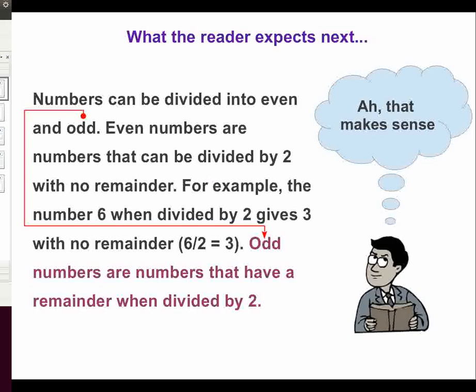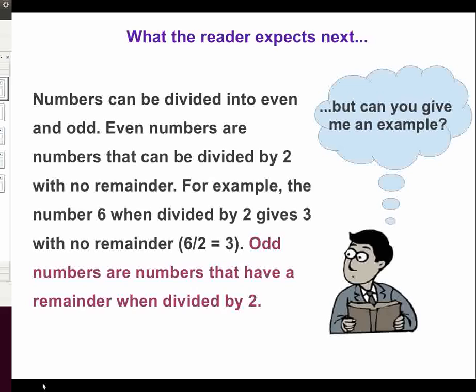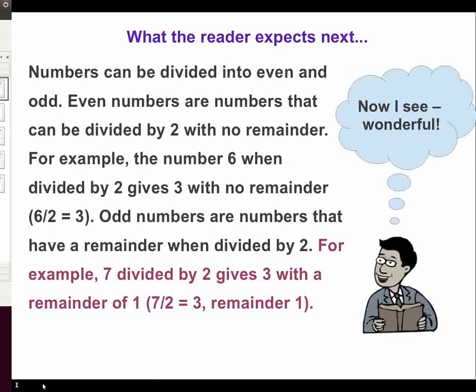It all makes sense. But again, to make this symmetrical and to make it reassuring to the reader, you want to finish off the paragraph with yet another example to satisfy the reader and make sure that he's totally reassured and is positive that he understands you. So, for example, 7 divided by 2 gives 3, with a remainder of 1. And now the reader says, now I get it. That's great.